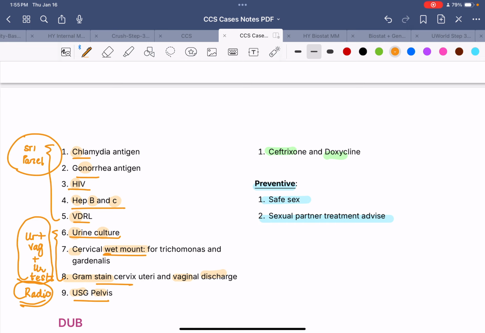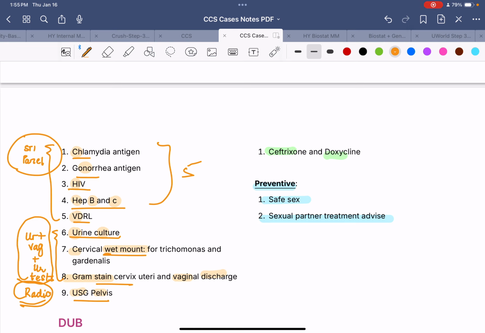So first of all, the STI panel, and remember to do this STI panel in all of those patients who are involved in high risk behavior, those who are sex workers or men who have sex with men or any such unprotected risky sexual behavior. You should always remember to do this STI panel, which includes doing the chlamydia and the gonorrhea antigen, the HIV and the Hep B and C serologies, along with doing the VDRL test. So these are the 5 main tests in the STI panel: chlamydia, gonorrhea, HIV, Hep B and C, along with VDRL for syphilis.